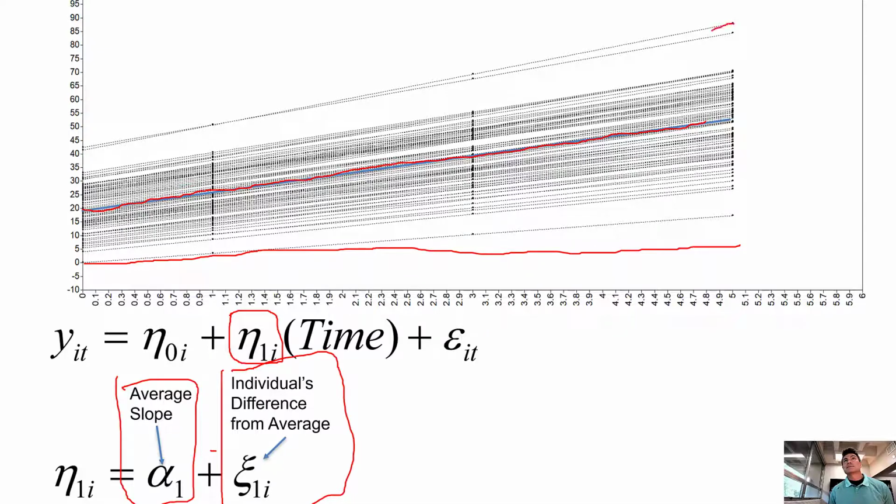We've got these people up here which have a little bit steeper slope than the average, so they're getting an additional adjustment to the average slope. So again, everybody has their own intercept and then their own adjustment to their slope as well.